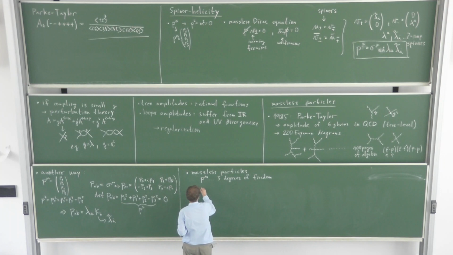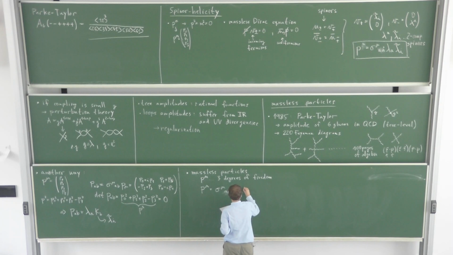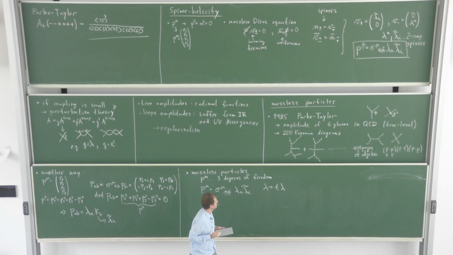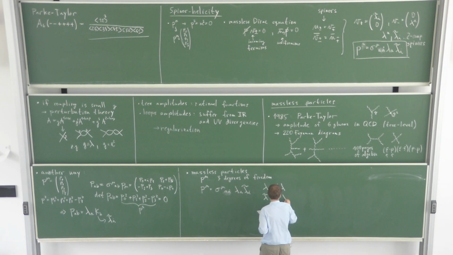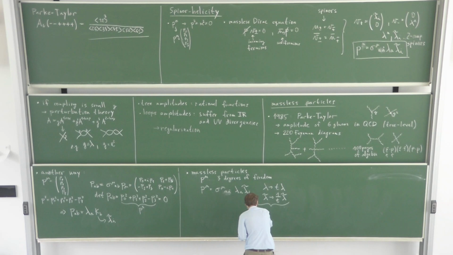But note that when we write P^mu using lambda, lambda tilde for a particle, you can always do a rescaling. You can rescale lambda and rescale lambda tilde in the opposite way, such that both of them change. However, the momentum doesn't change. So the momentum is invariant. This is also called a little group scaling.